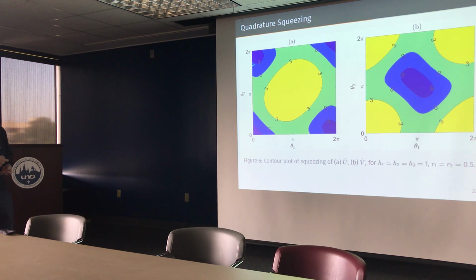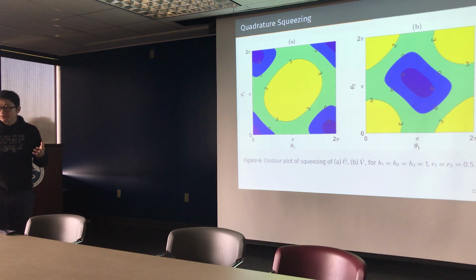So for u, it is squeezed at the four corners of this plane, and for v, it's squeezed in the center. So we can see here that there are regions of theta 1 and theta 2 where u and v are both not squeezed. So this is the same thing that happens with the two-mode squeezed vacuum. And also that u and v cannot be squeezed at the same time. That is obvious because they don't commute.